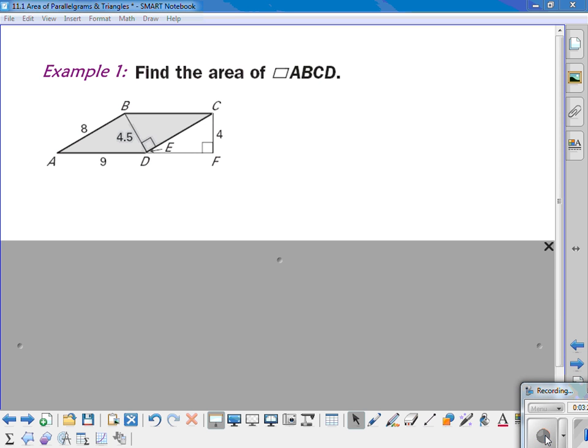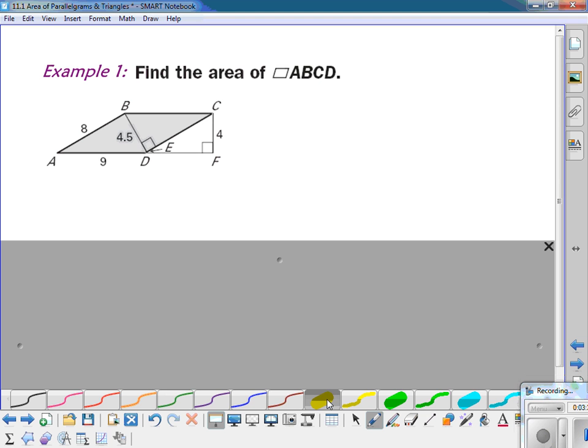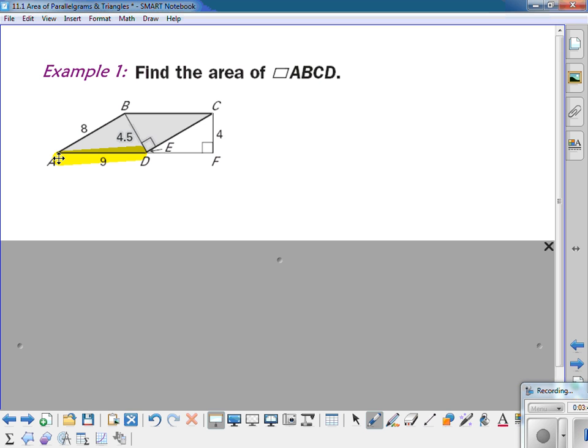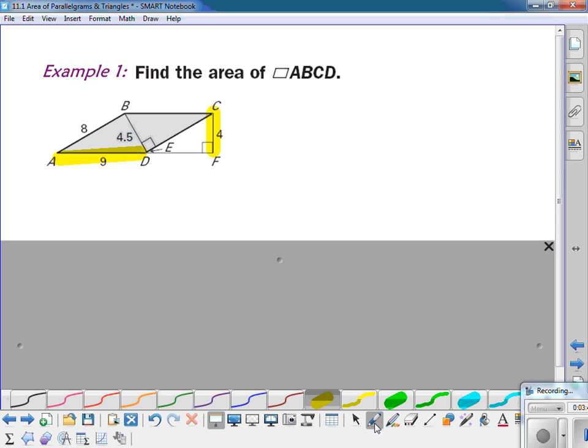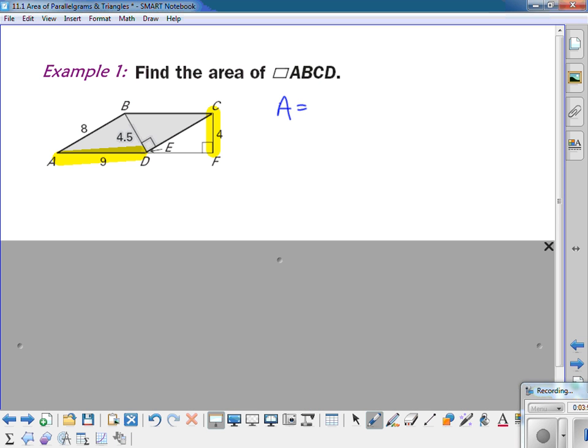So if we look at example 1, I'm going to find the area of parallelogram ABCD. So I notice they've given me a lot of numbers here. So there's actually a couple different ways I could do this. I could choose to use 9 as the base, and so perpendicular to that 9 is this height 4. So I could say the area is base times height. In this case, 9 times 4, and that equals 36.